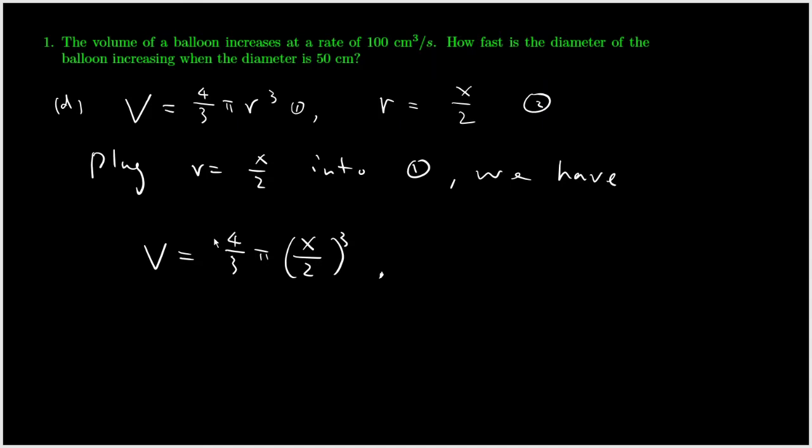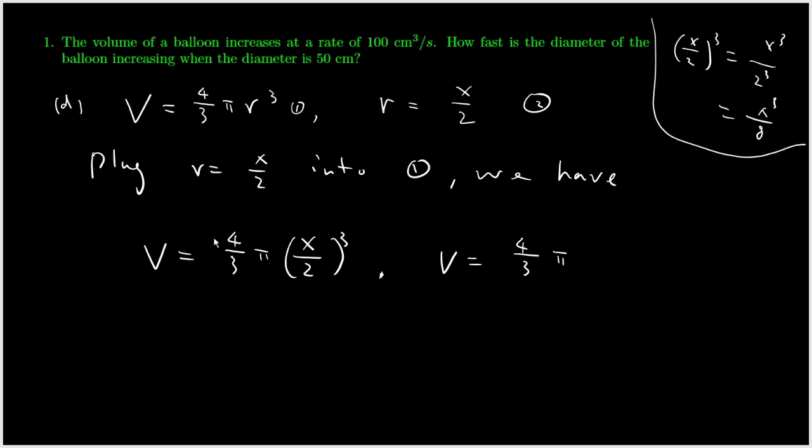This equation is equivalent to V is equal to 4 over 3. You copy 4 over 3 and then times pi, and then x over 2, the whole thing cubed. The whole thing cubed can be written as x cubed over 2 cubed, which is x cubed over 8. I'm trying to say x over 2, the whole thing cubed. Now you write that as x cubed over 8. Do you see what's going on?